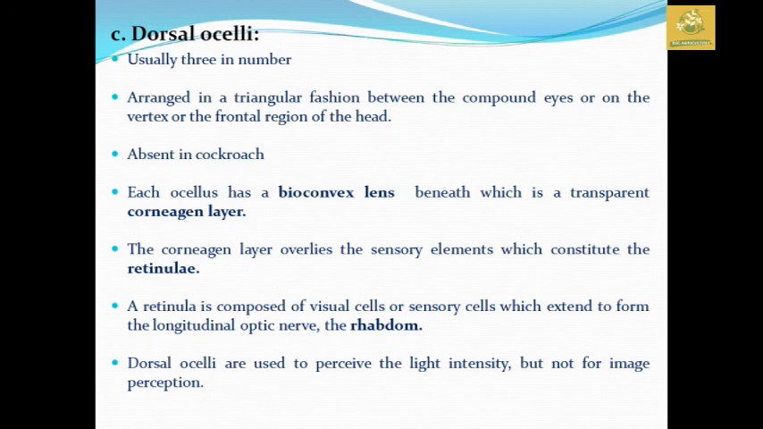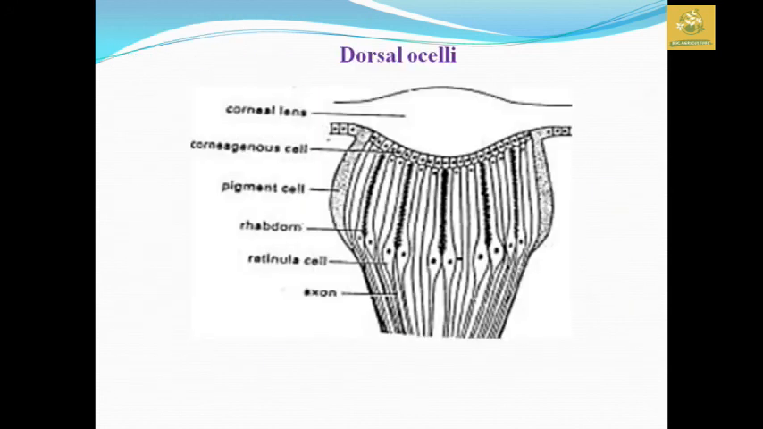They are used for the transfer of images from the environment to the brain, and the dorsal ocelli are used to perceive the light intensity, but no image perception is made. So you can understand that the retina is used for the visualization of light intensity, but it cannot transfer image perception to the brain. They only transfer the light intensity to the brain. So now you can see the dorsal ocelli of the insect body, described in these images.